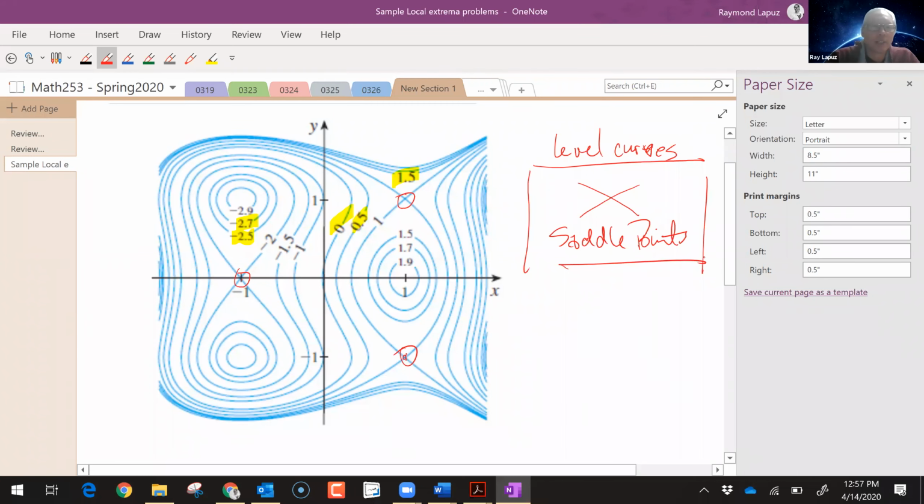Now, there are these other places. I'll do this in a different color. There are these other places that are circles, right? They end up being circles. And so those are going to be your maximums or minimums.